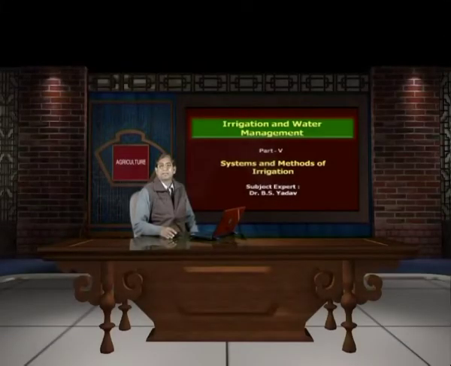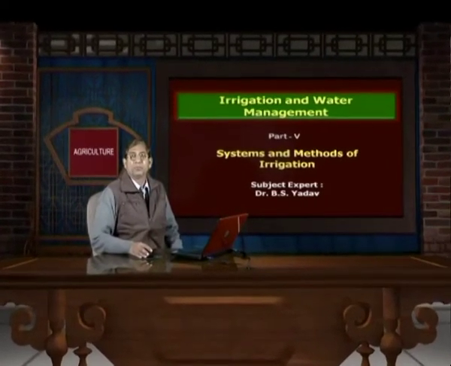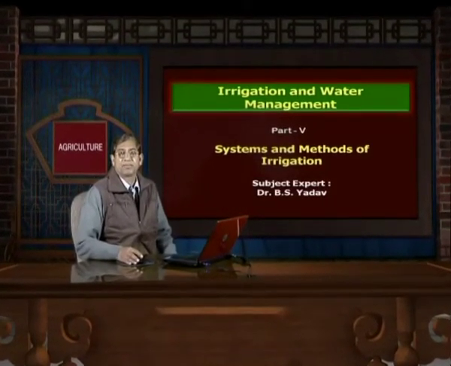Hello viewers, in this part today I am going to discuss the systems and methods of irrigation. The methods of irrigation are very important from the point of view of irrigation efficiency. Simply by adopting a suitable method, one can increase the irrigation efficiency. Similarly, in our country, different systems of irrigation are being adopted.